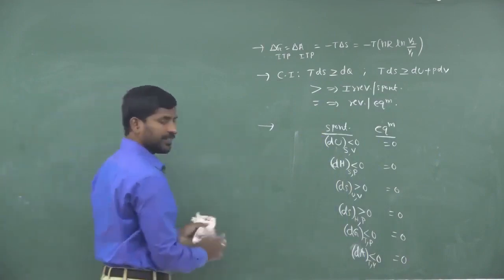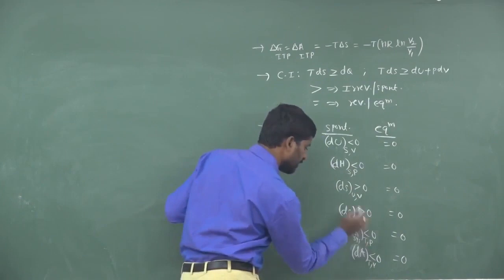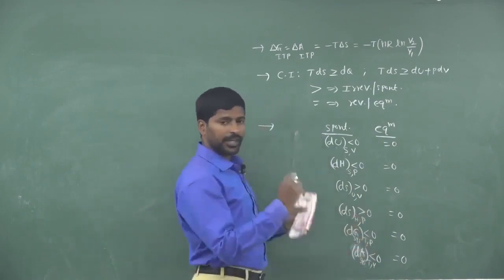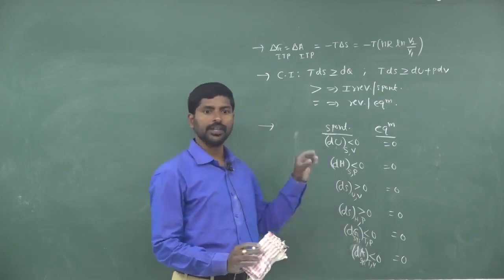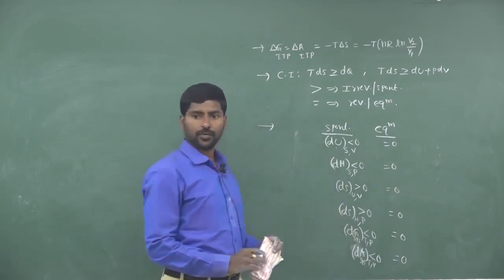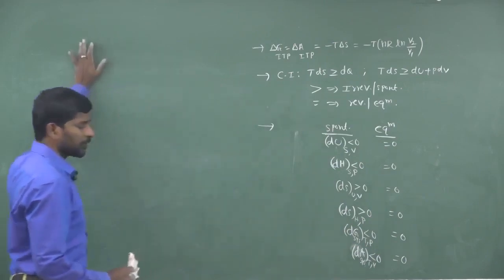Here dG system or surroundings are universal. dG system only, dA system only. But for entropy, what do we have previously? Delta S universe greater than 0. That is the condition for spontaneity. This is with respect to system only.